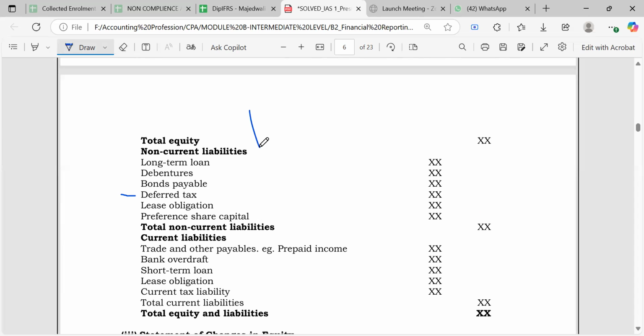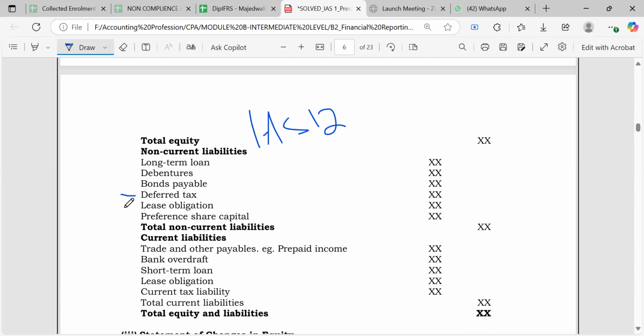There is that standard called IAS 12, right? It speaks of income taxes. We could have deferred tax. You learn about this. Just leave it. Deferred tax is always a non-current component. It could be on non-current liabilities, but it could also be on non-current assets, right? So don't be surprised to find it in non-current assets.